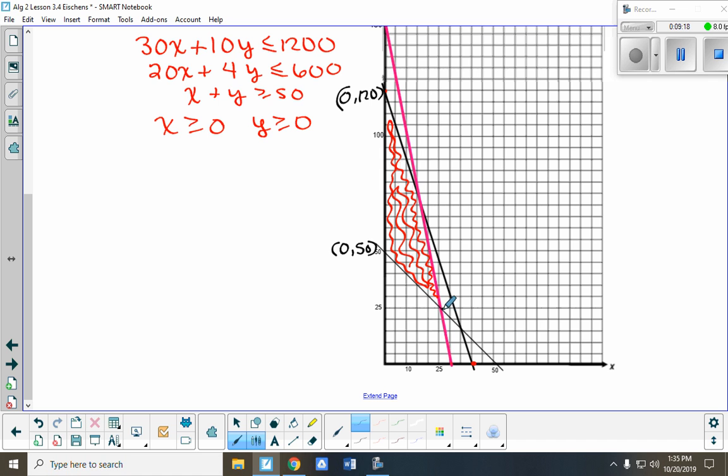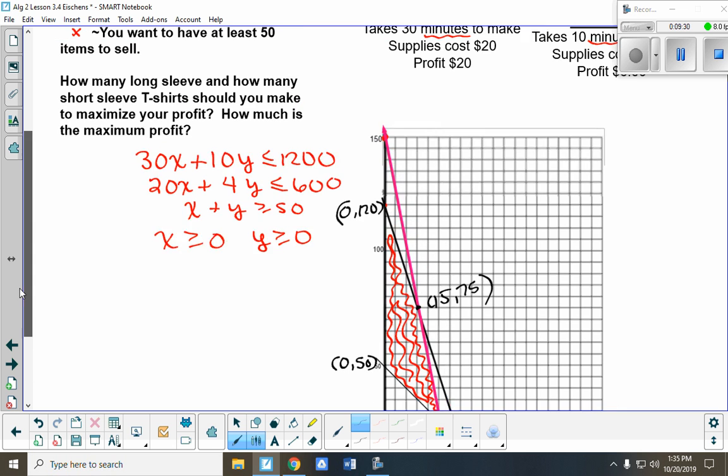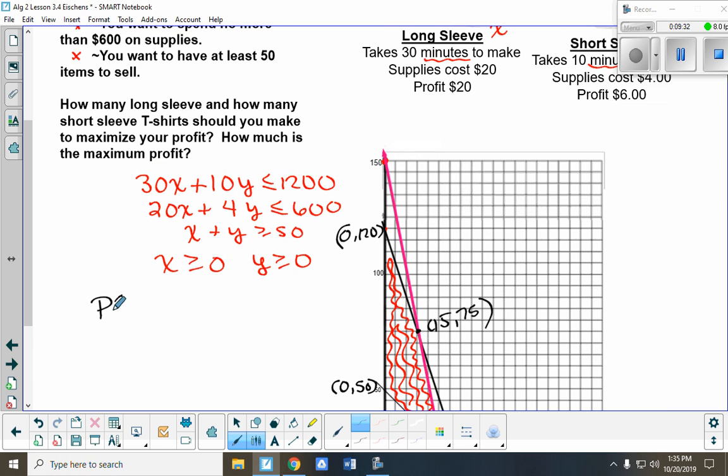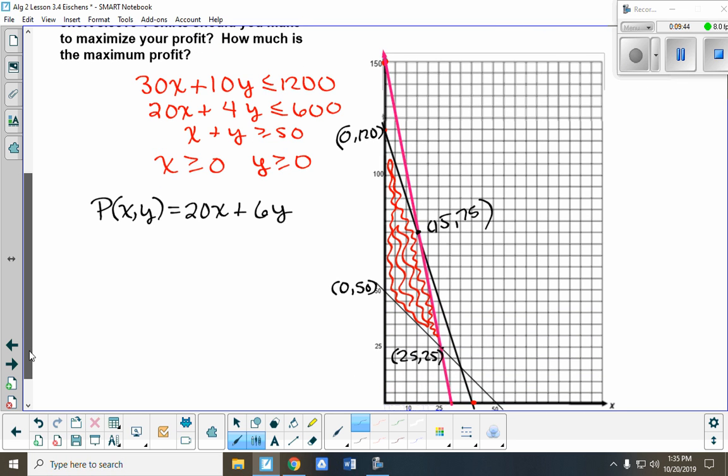We have 25, 25. And this one right here is at 15, 75. So the profit equation for this one would be, let's see, $20 for each long sleeve and $6 for each short sleeve. So we just substitute in all of those vertices there.